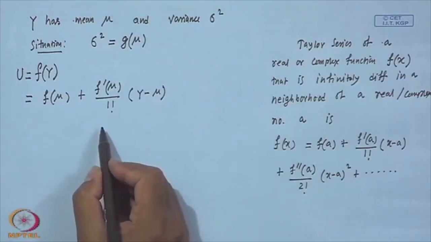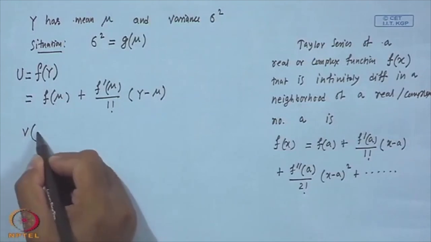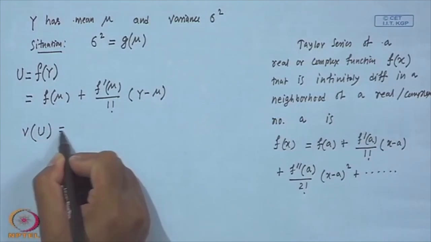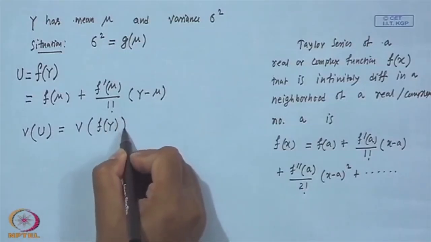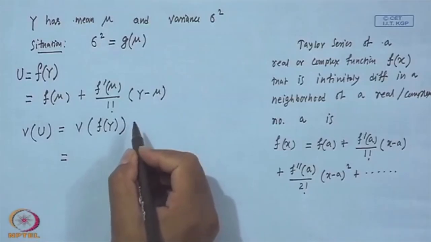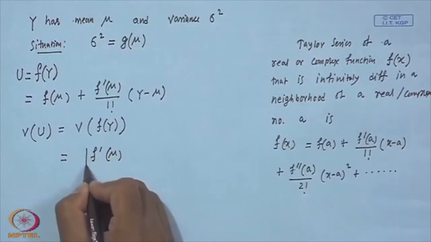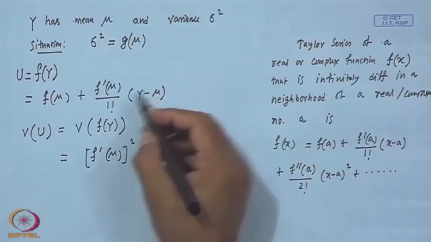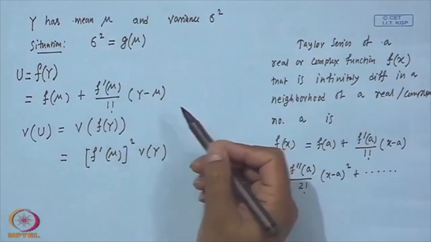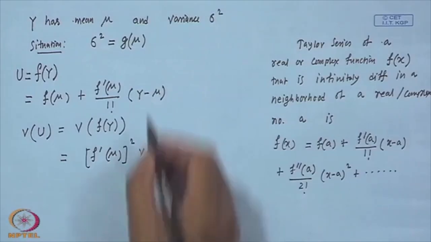Now, we want to make the variance of u constant. So, the variance of u, which is equal to the variance of f(y), is equal to f prime(mu) whole square into variance of y. I hope you understand that the variance of this is equal to this quantity, because variance of y minus mu is nothing but variance of y. Okay? And this variance of y is a function of mu.